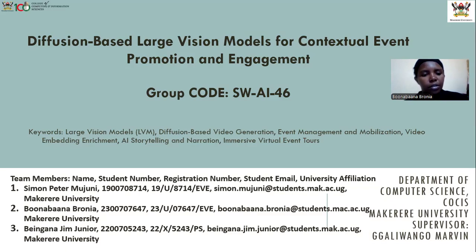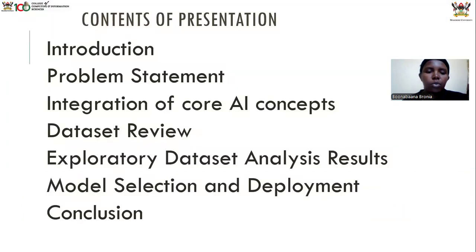So these are the keywords: large vision models, diffusion-based video generation, that is in relation to the model we used, and then event management, mobilization, and video enrichment, and AI storytelling and narration. These are my group mates, or group members. So the contents go deep from problem statements up to model selection and deployment, and all the tools we could have used along the way.